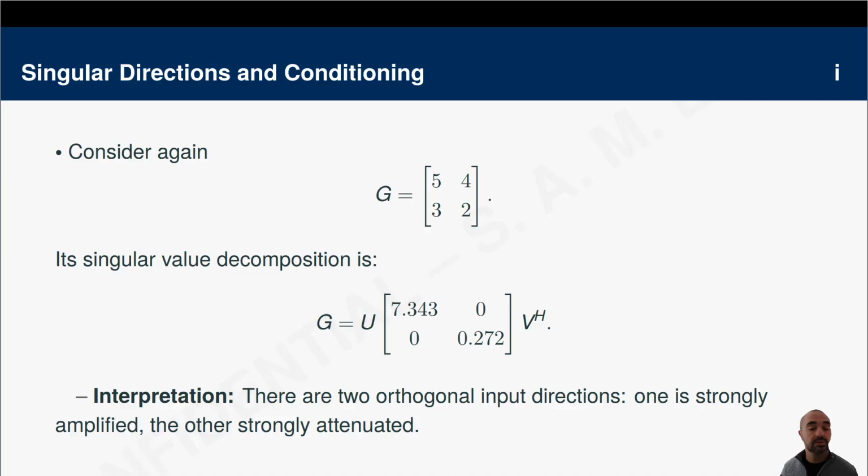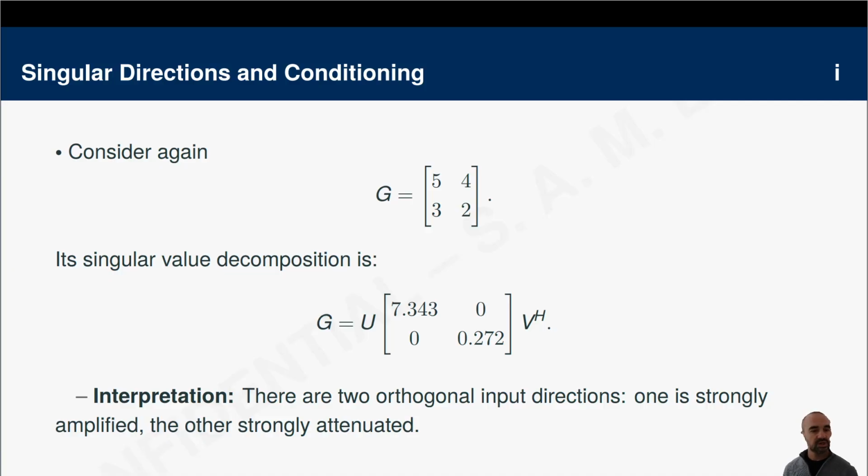So let's continue talking about multivariable control. This is an introduction to multivariable control. Let's continue on singular directions and conditioning. Let's consider an example. Our matrix is G.